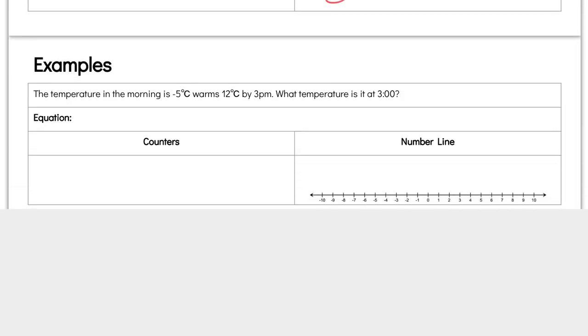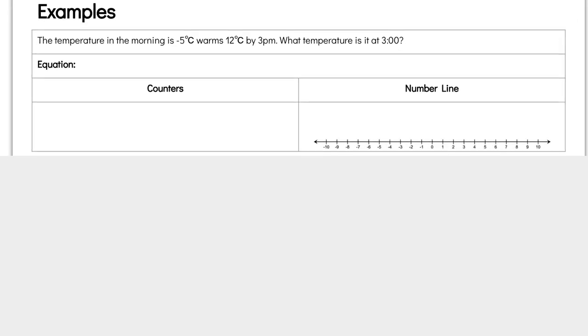And now we have some word problems. So here it says, the temperature in the morning is -5 degrees Celsius. Warming, it should say. We'll just fix that up right now. Warming 12 degrees Celsius by 3 p.m. What temperature is it at 3 o'clock?